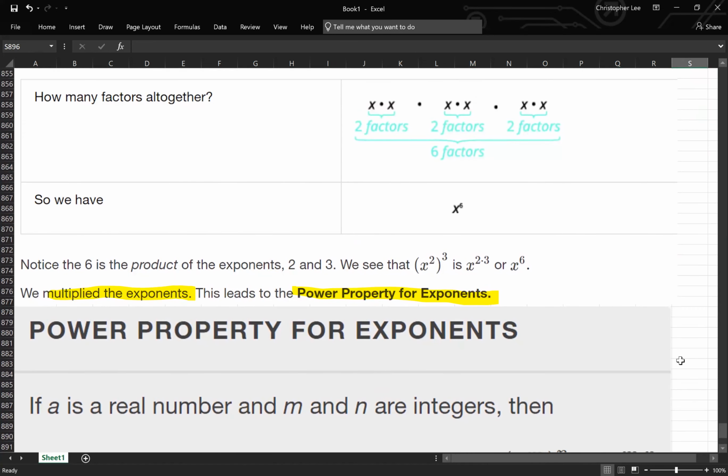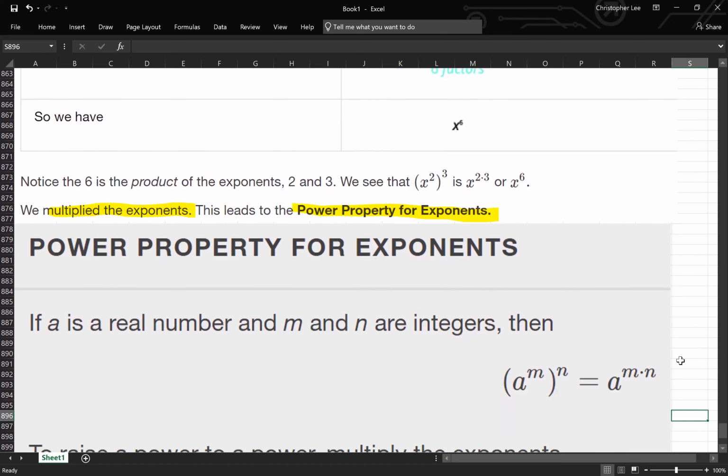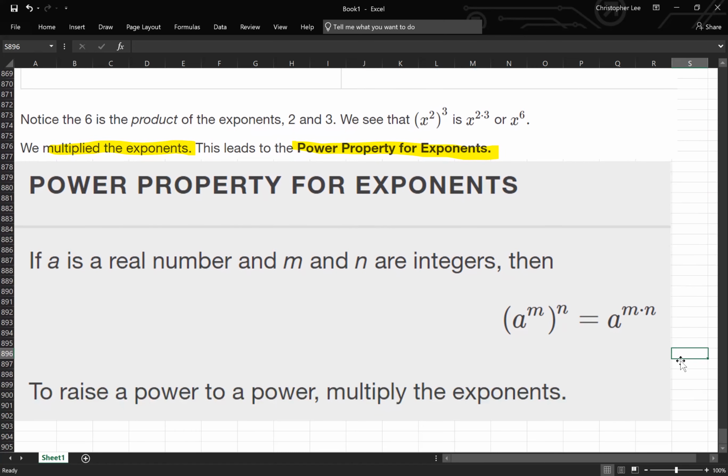So the power property for exponents, right? If a is a real number and m and n are integers, then a to the m raised to the n power is equal to a to the m times n power. So to raise a power to a power, you multiply the exponents. That's the sauce right there. To raise a power to a power, you multiply the exponents.